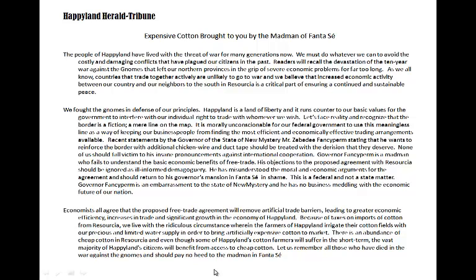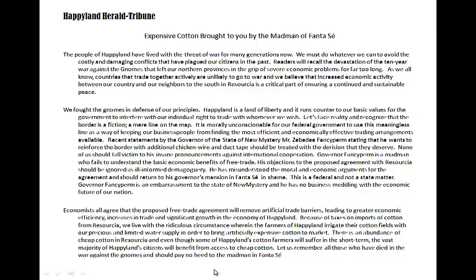You could be distracted, for example, by the discussion of Zebedee Fancy Perm. So when we say, for example, that the governor shouldn't get involved with debates about free trade, it's a federal, not a state matter, etc., and the insults to Governor Fancy Perm, these are all distractions really from the argument for the main contention. The main contention is that there should be a free trade agreement with Resourcia. So let's take a look at the argument structure here.